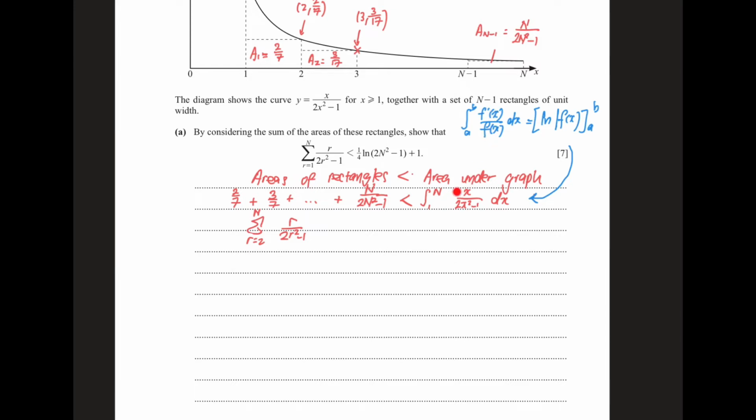So we don't have 4 here, so we can just put a constant 4 here. Of course, if you put 4 there, you are changing the values of the question, so you divide by 1 over 4 out here. Now what we have is f prime of x on top and f of x at the bottom, so I can use this formula to do integrations.